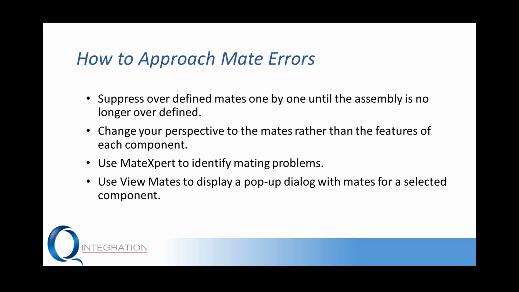So a couple different approaches that I like to take on fixing mate errors. I like to suppress the over-defined mates one by one, so mates that aren't being solved. Taking a look at suppressing those one by one until the assembly is no longer over-defined, and then I can go back and start adding those again and figure out why it's becoming over-defined.